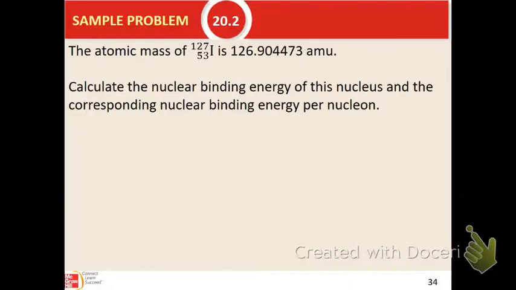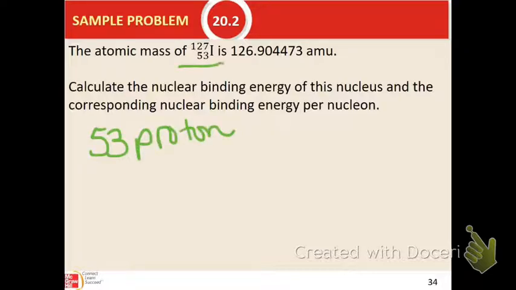Okay, and so if you were to do the sample problem that's in your textbook in section 20.2, you do it the exact same way. Calculate the binding energy of this nucleus and then per nucleon. So we're going to do this exactly the same way. Work this out super quick. You have to calculate how many protons. We have 53 protons.